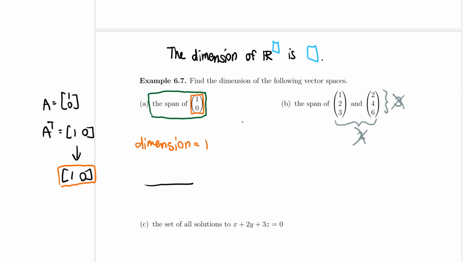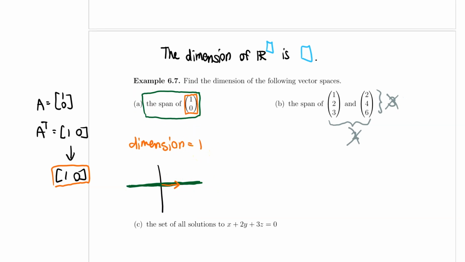And if we were to look at this, the span of (1, 0) is actually going to be just the x-axis. It's going to be this green line in the xy plane. And the basis (1, 0) will be this orange vector here. So notice that although I have a green line that lives in 2 dimensions, because the line only has dimension 1, the dimension of this space itself is going to be 1.